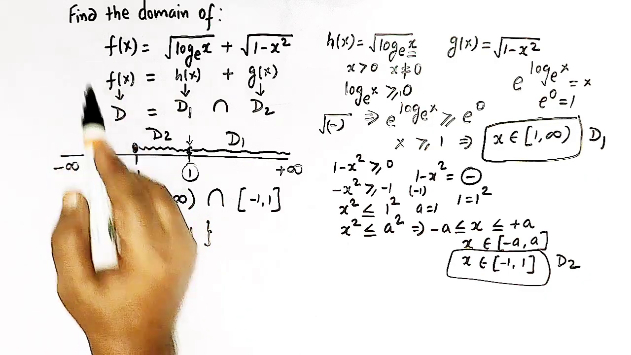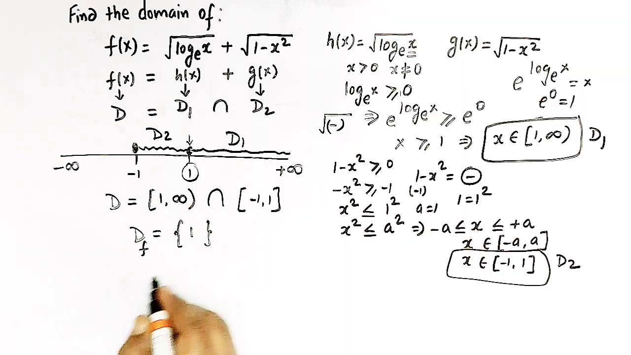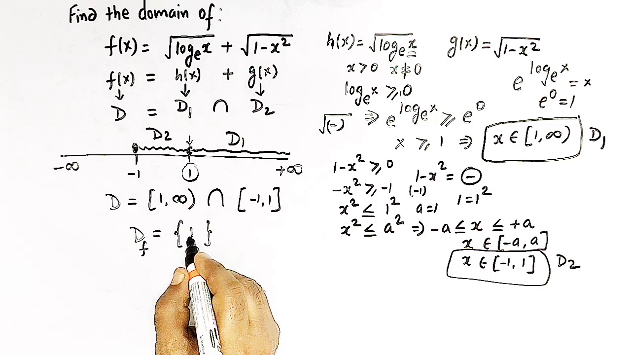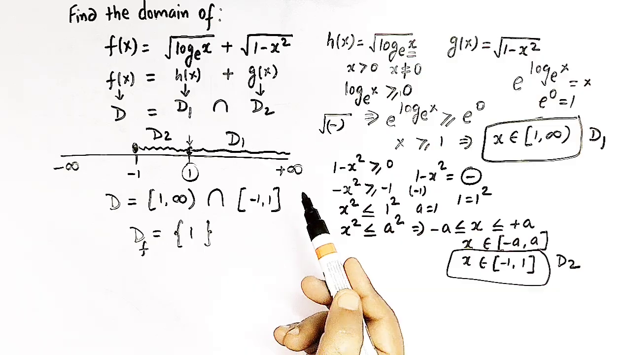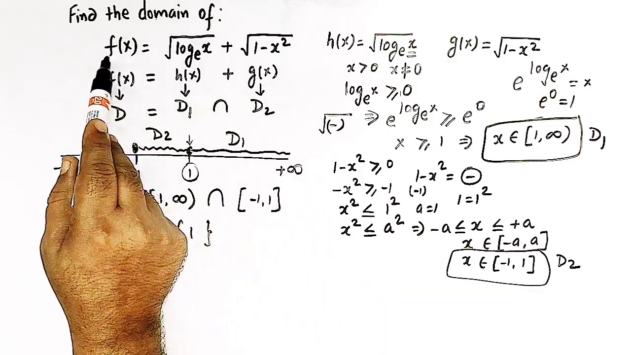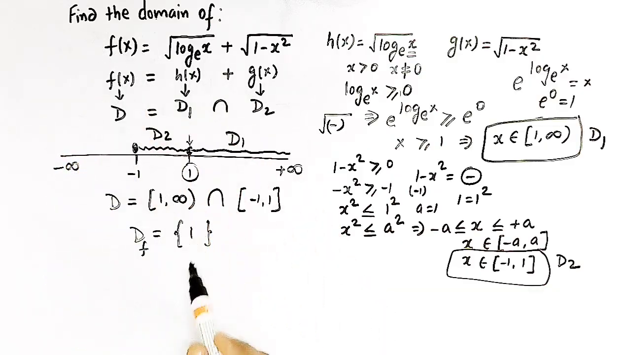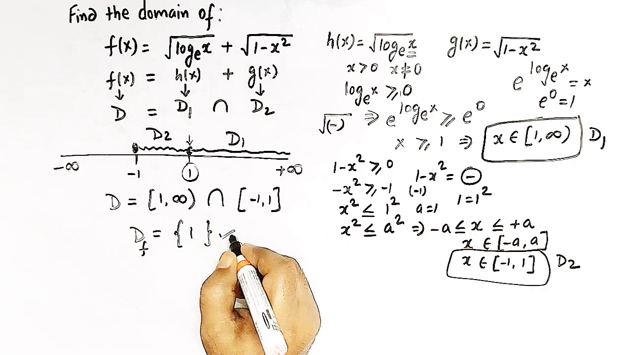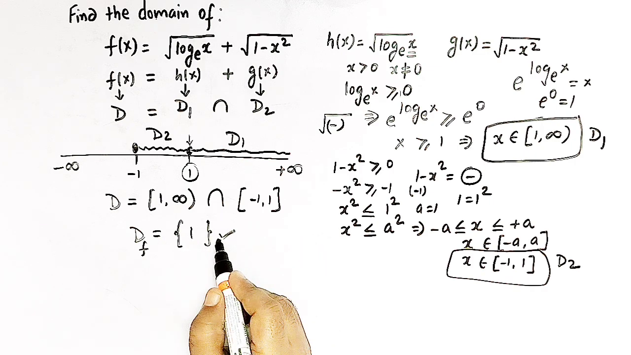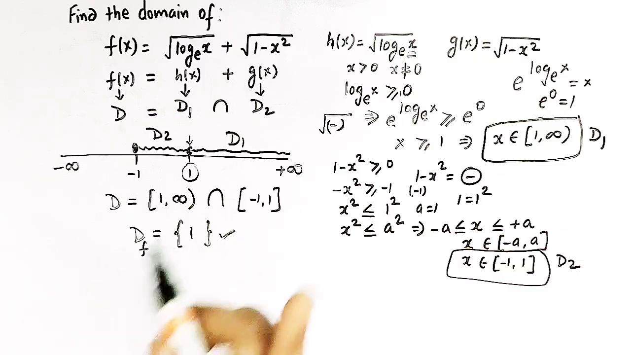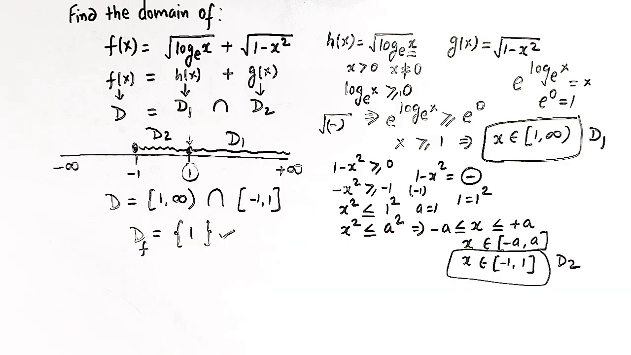So the domain of this function f of x is given by only one value of x, that is x equal to 1. x equal to 1 is the only value which is in the domain of this function f of x. So this set is a singleton set, having only one element. This singleton set represents the domain of this function f of x.